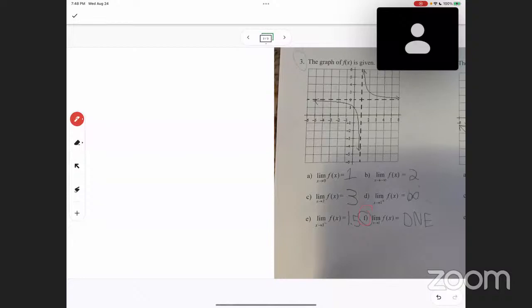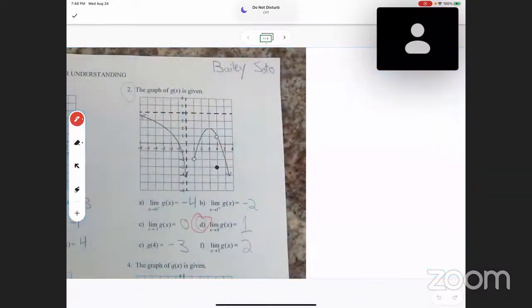All right. So first question is number 2, letter D. It says, what's the limit as x goes to 4 of g of x? So here's g of x graphed here. It's a piecewise function, right? What's the limit as x goes to 4? So here's what that means.